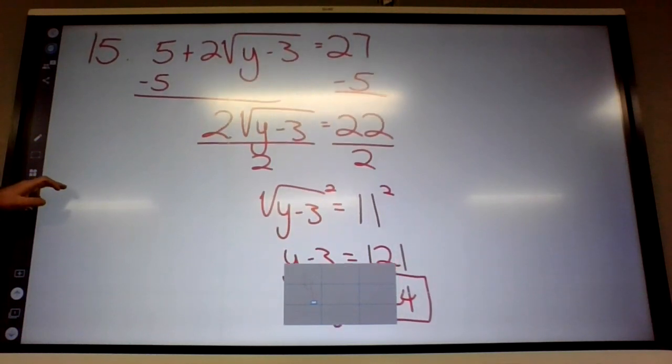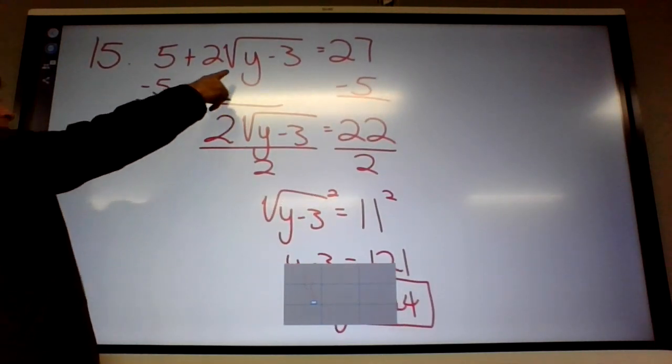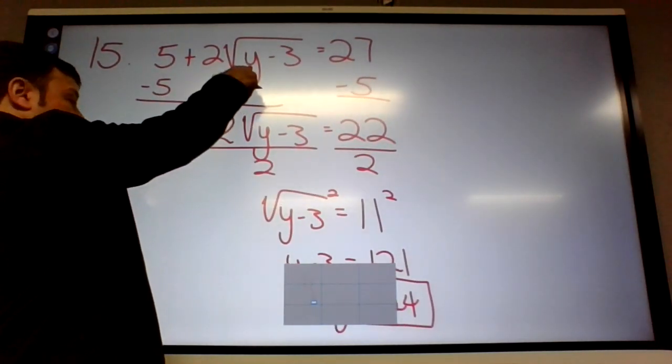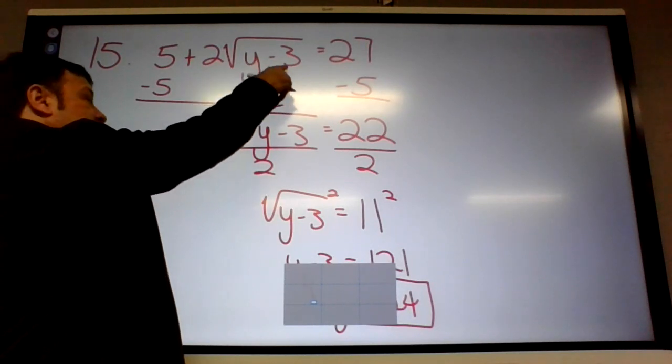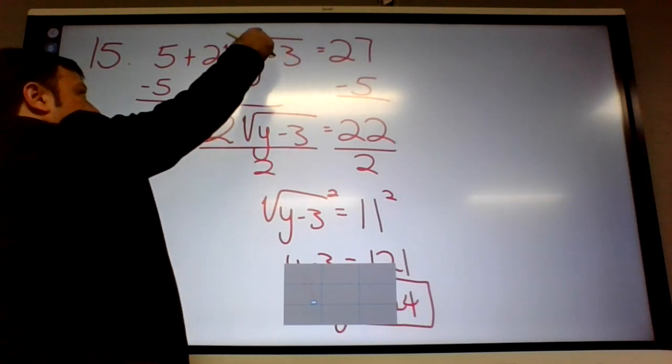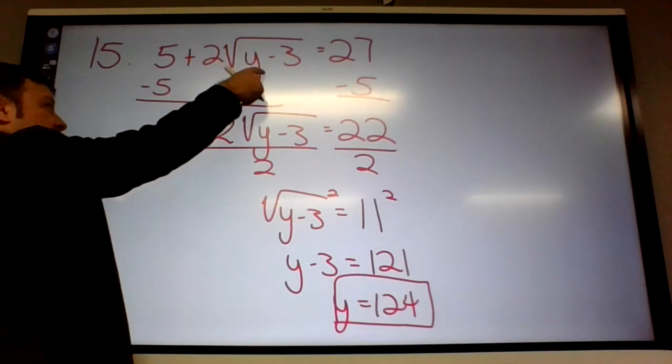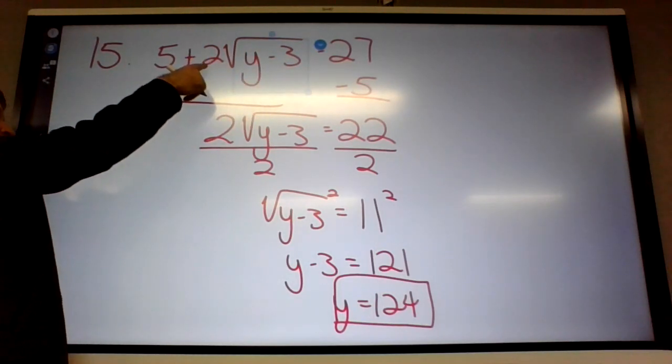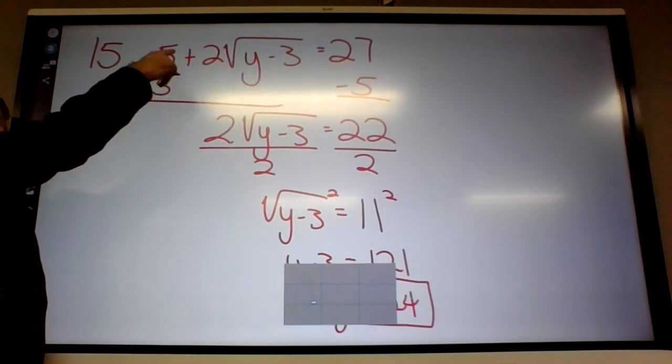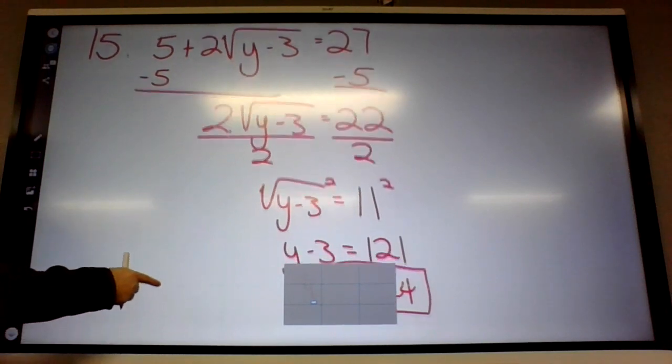Alright, I'm going to go ahead and check it. 124. 124 minus 3 is 121. Square root of 121 is 11. Times 2 is 22. Plus 5 is 27. So it works.